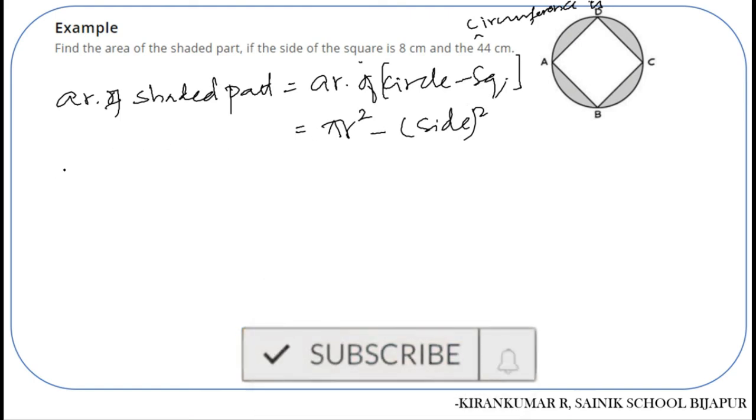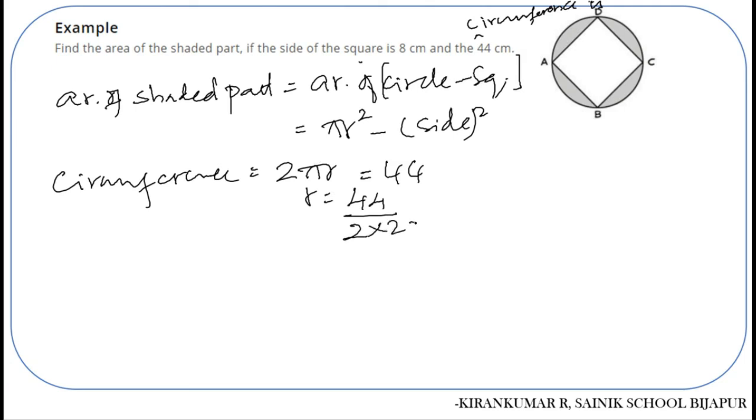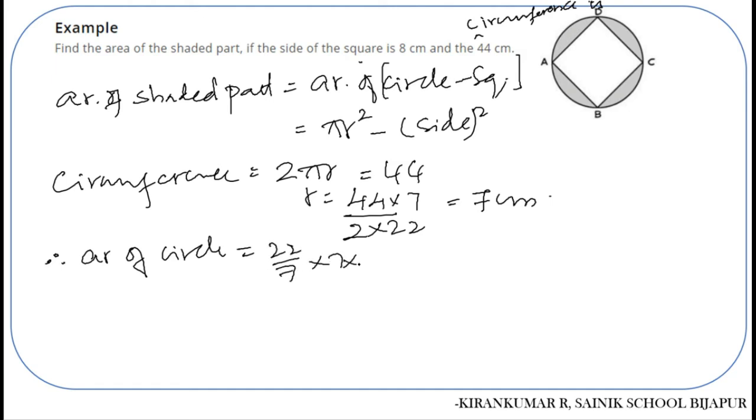How do we find the area? To find the area, we do require the radius. They have given the circumference as 2 pi r, which is 44. So r will be 44 divided by 2 pi. So we get 7 centimeter as the radius. Therefore, the area of the circle will be 22 by 7 into 7 into 7, which is 154 centimeter square.